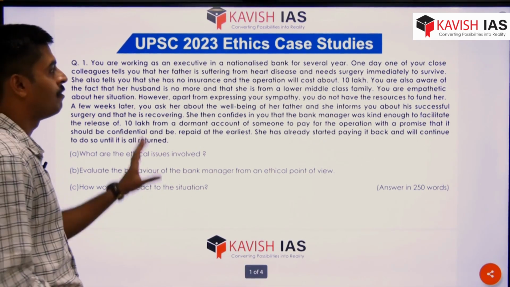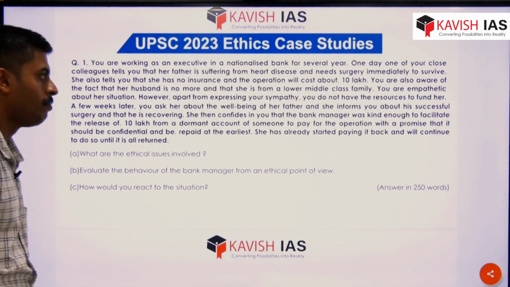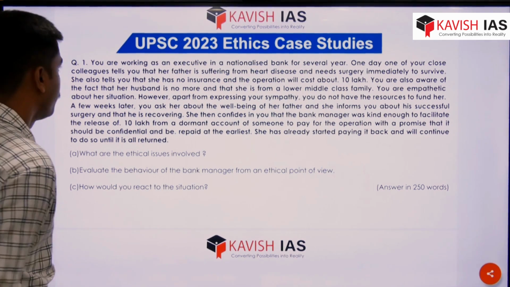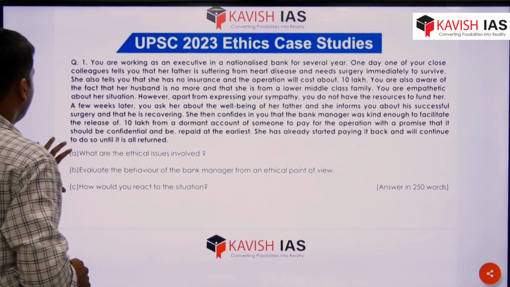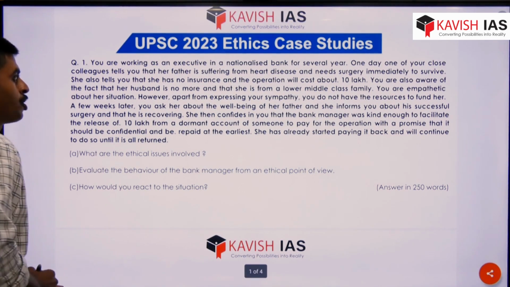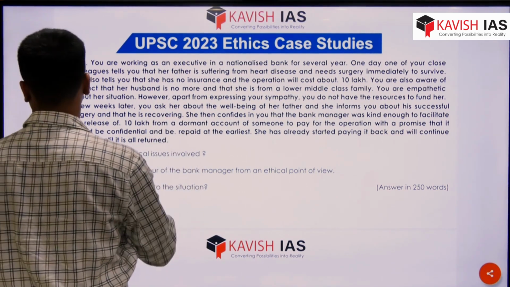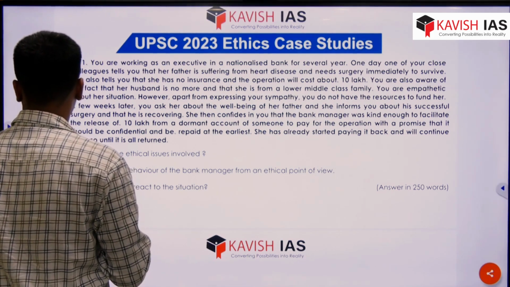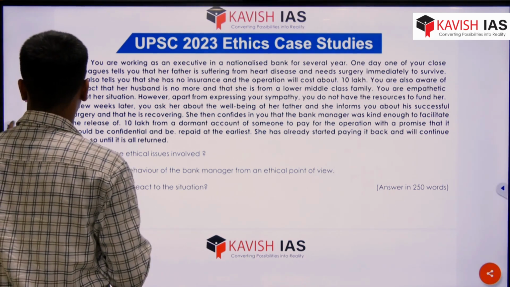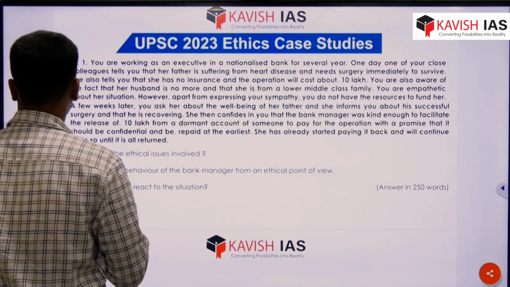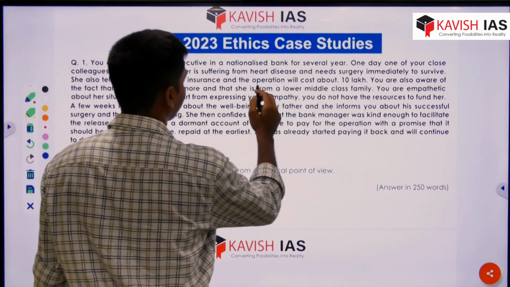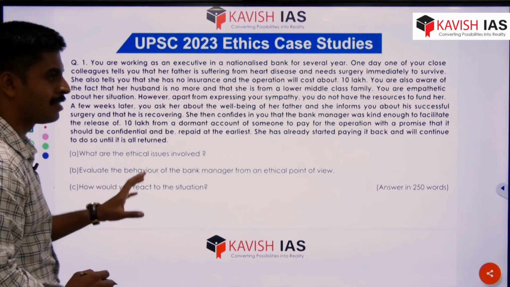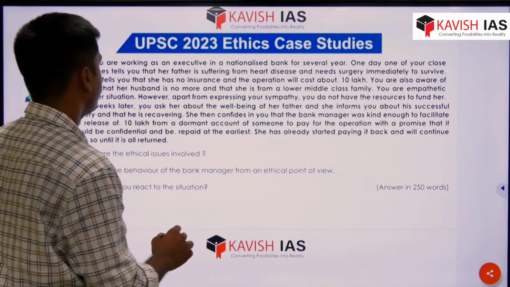Let's take a pause and read the case study first, and then we will discuss the questions. Alright then, let's read the case study first. You are working as an executive in a nationalized bank. So here, just while reading the case study, start marking all the facts, people, stakeholders involved, the facets of the case study.